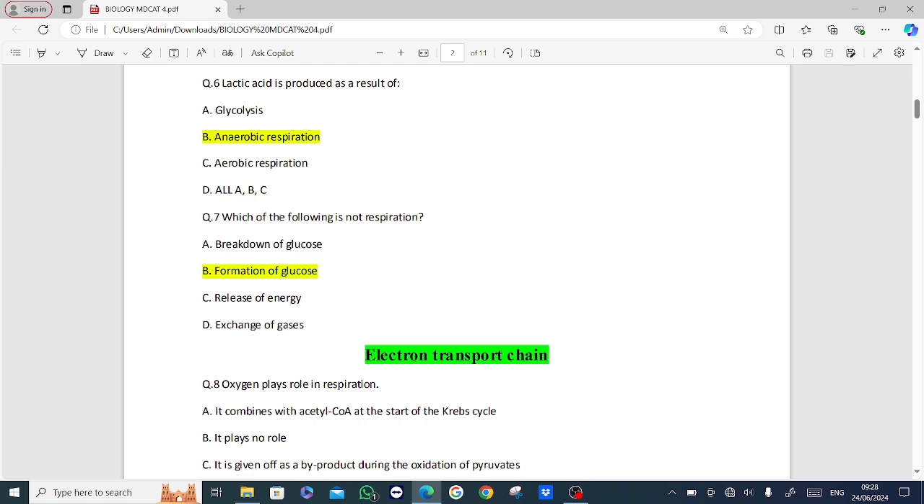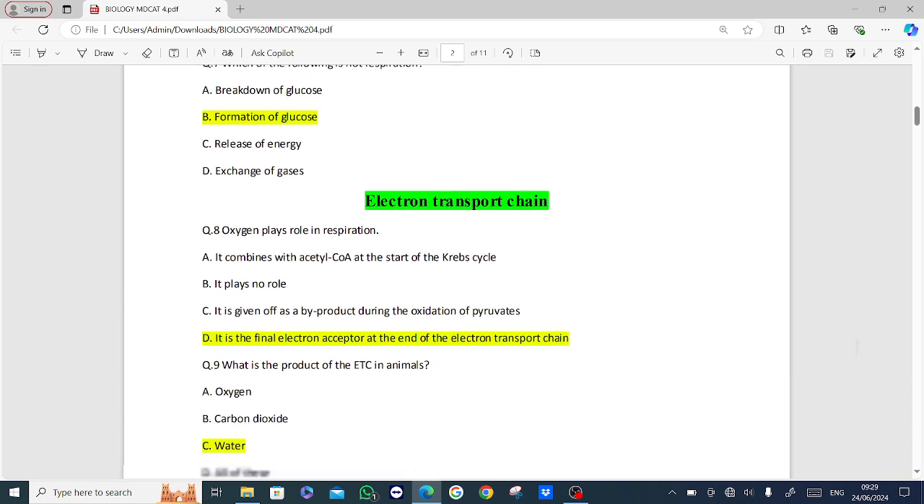Next MCQ is: which of the following is not respiration? Options are breakdown of glucose, formation of glucose, release of energy, exchange of gases. Answer is option B, formation of glucose.